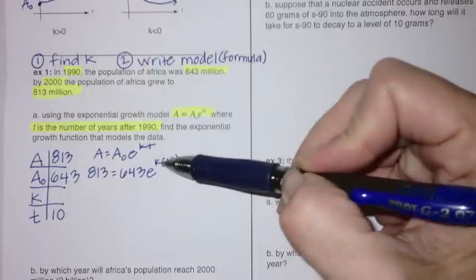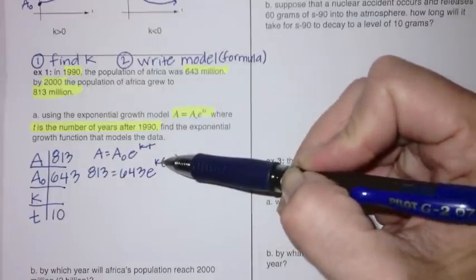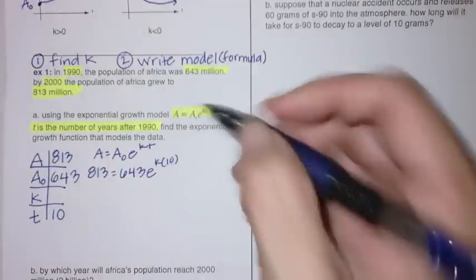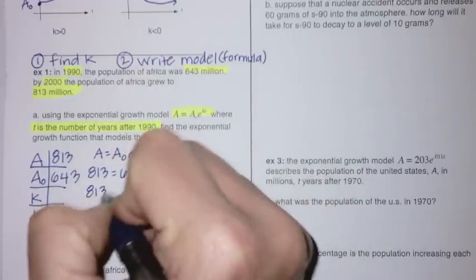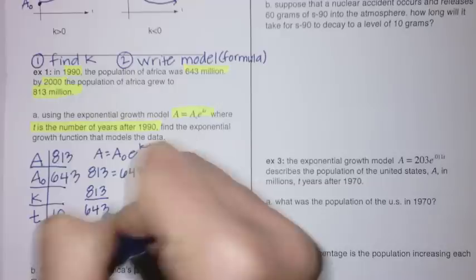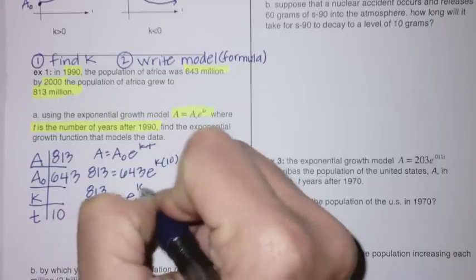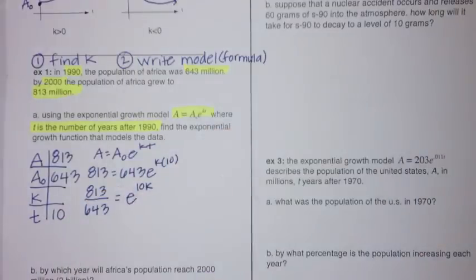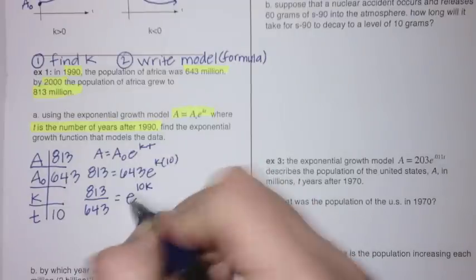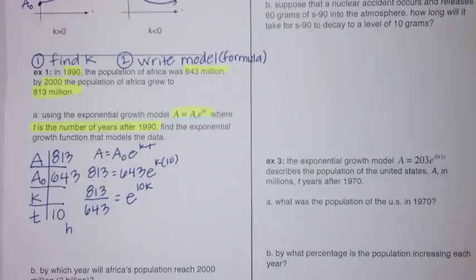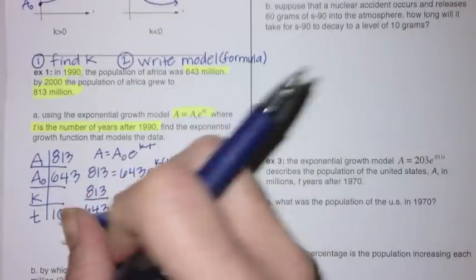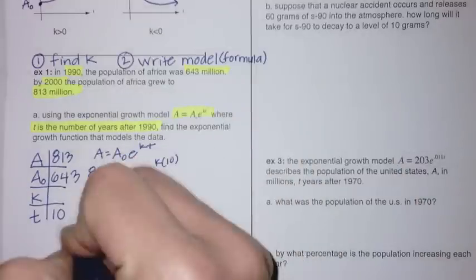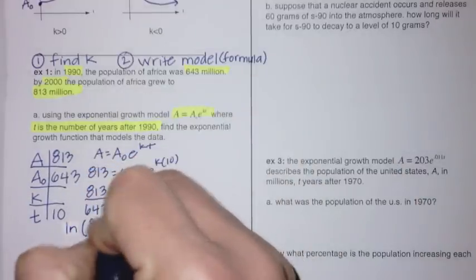So our variable is in the exponent, so in order to solve it, we're going to have to take a logarithm, so we need to isolate the exponential. So I'm going to take 813 and divide it by 643 and rewrite that as e to the 10k to make it look nicer. Now, how do I undo this base e? I take a natural log of both sides. I tried to combine my L and my N in one, but it looks like an H, so I don't want to leave it like that.